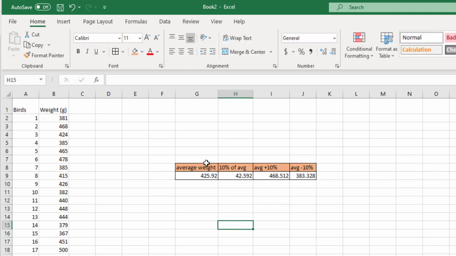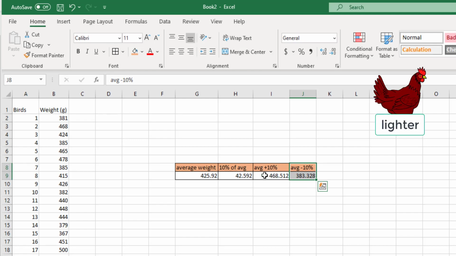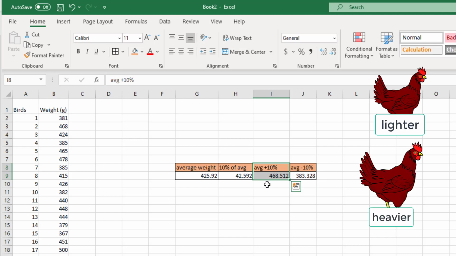383.328. So from this table, we find out that the average weight of bird is 425.92 grams. So the average range of birds falls in between 383.328 grams and 468.512 grams. Any birds below 383.328 grams are the lighter birds, and any birds above 468.512 are the heavier birds.